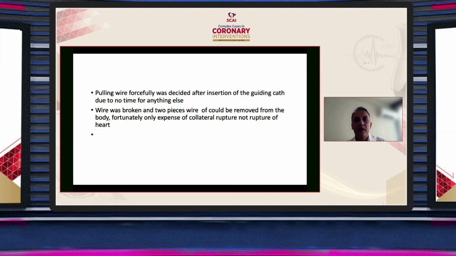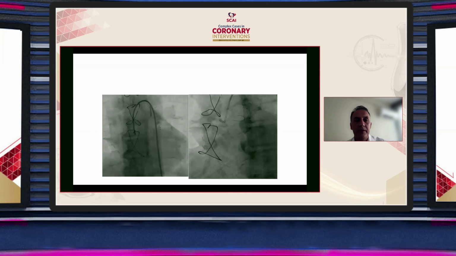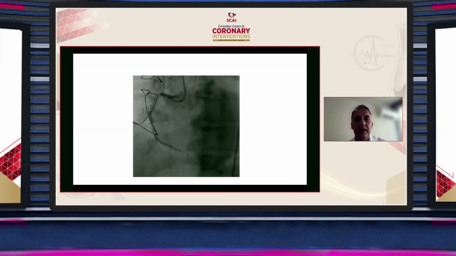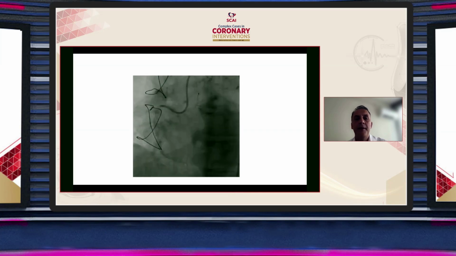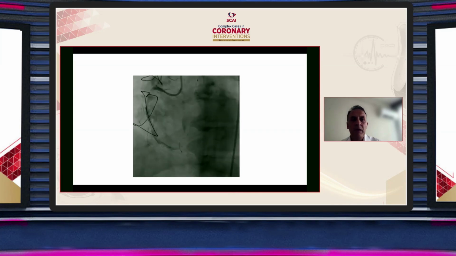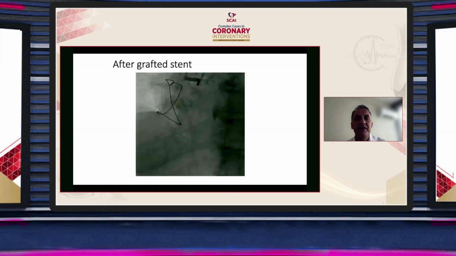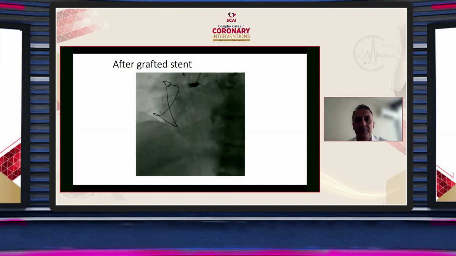What we did, after sending another guide, I pulled forcefully on one end of the RG wire, tried to break the wire, and I broke it. But of course, I ruptured the epicardial collateral, the ipsilateral collateral. But that's fine, because it comes from the proximal RCA. We did a graft at the proximal and we sealed it. This is one of my worst complications in my life. The patient suffered, we suffered, but surgeons can't do anything. It was a very terrible situation.